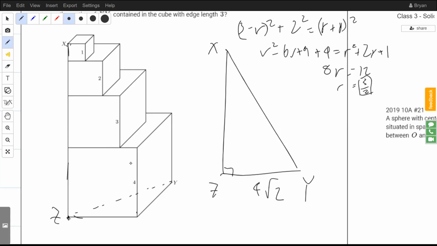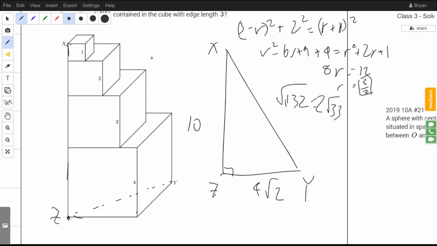This height is 1 plus 2 plus 3 plus 4, which is 10. So we can find that xy is the square root of 133, I think. I'm not entirely sure yet, but no, 132, right? Yes, 132. And this is equal to 2 root 33, right? But still, we're not done.